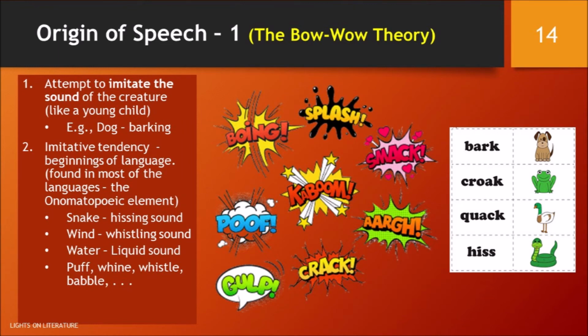In snake, we hear a hissing sound. In the word wind, there is an imitation of the whistling of the gust. In many European languages, the word for water has a liquid sound in it. This is also the onomatopoeic element which can be seen in words such as puff, whine, babble, etc.